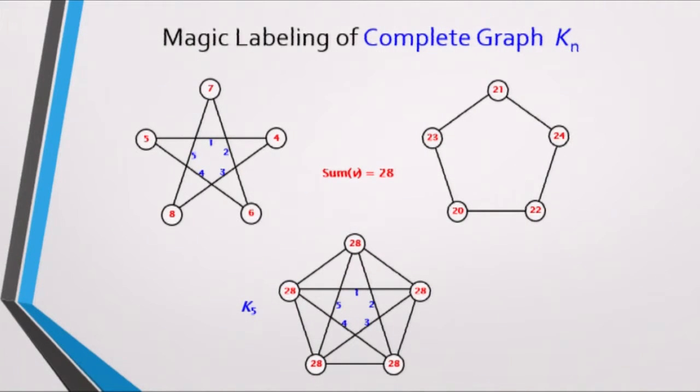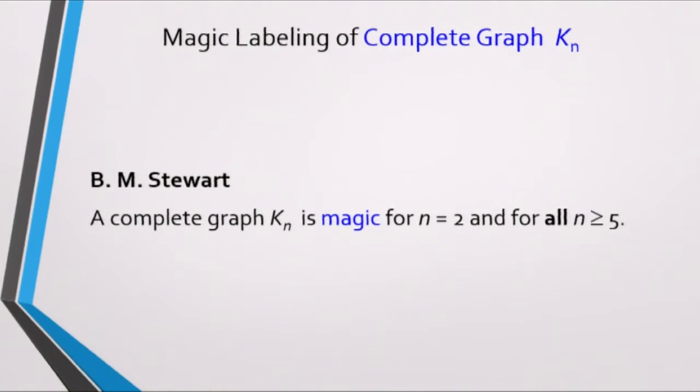In order to get 20 on this particular vertex, use these 2 numbers. In order to get to 23, now I need 11. And here is magic now. Superimpose those 2 graphs. And Searle again said that the complete graph is magic for all n greater than or equal to 5 and n equal to 2. 3 and 4, as we saw earlier, they are not magic.